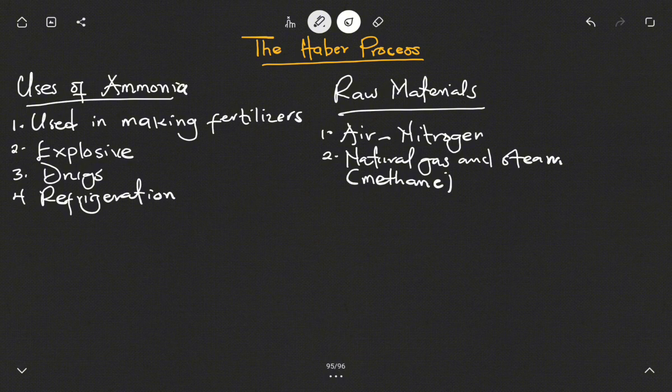And one last thing that we need is the catalyst. Now, the catalyst here is iron. So iron is a catalyst that we have here. Now, another thing to look at is the conditions. So what are the conditions that need to be put in place for us to get a good yield of ammonia in the industry?